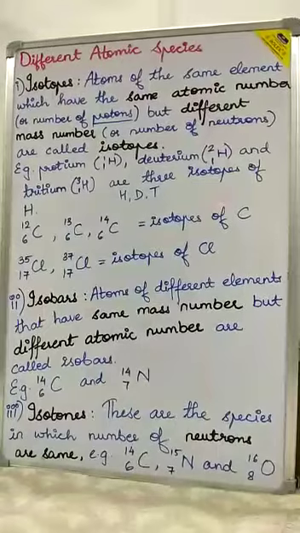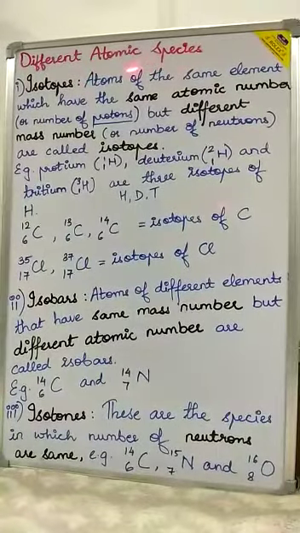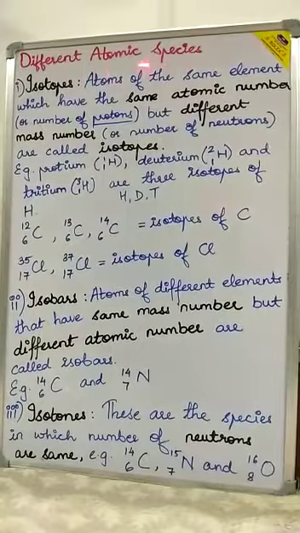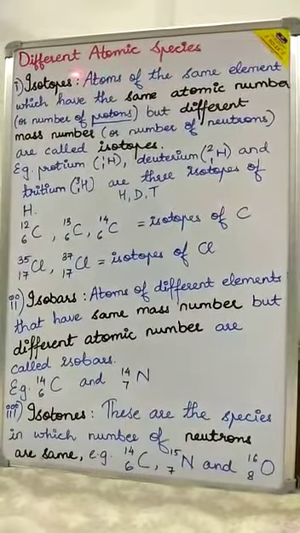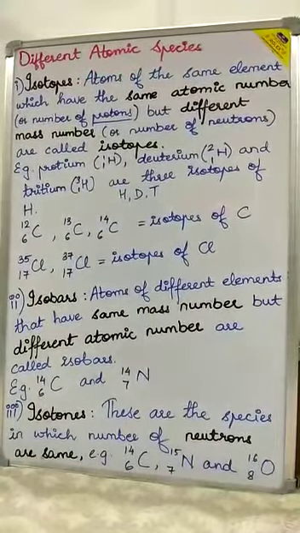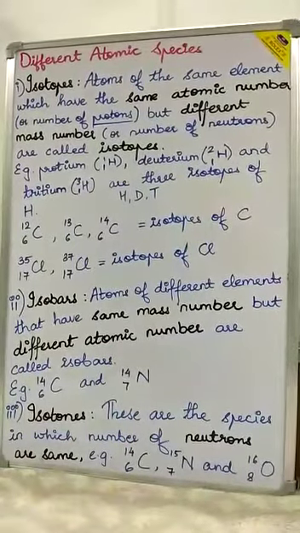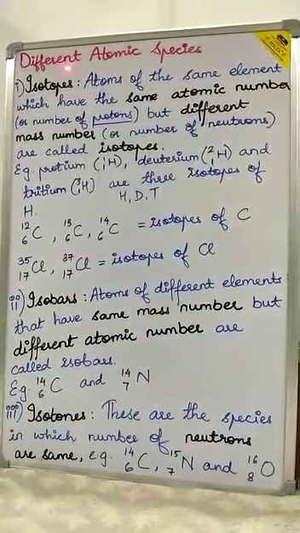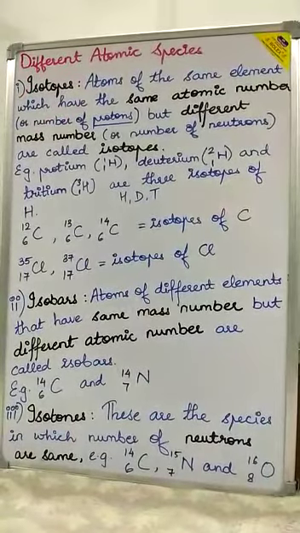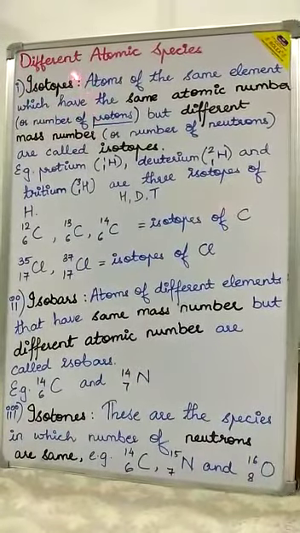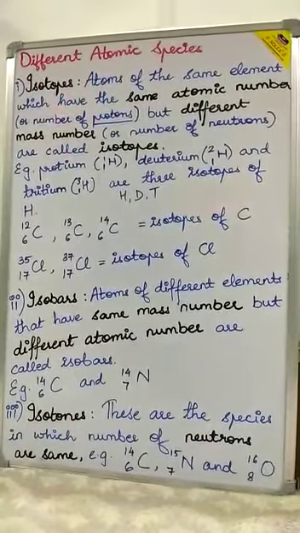Dear students, today we are going to discuss different atomic species. This topic is part of chapter 2, students, but this is actually a general thing. You all must know. Some of the terms you must have studied in your class 9th, but here also I am brushing them up. First one is isotopes.